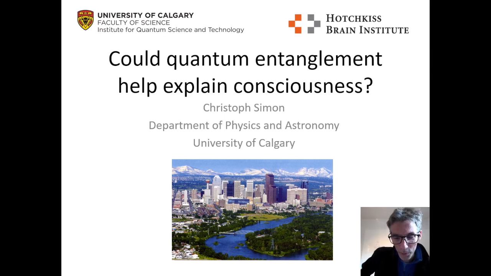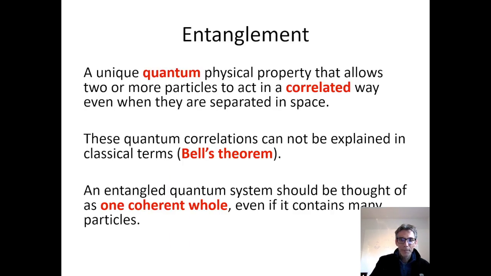Hello, I'm Christoph Simon from the University of Calgary, and I would like to talk about whether quantum entanglement might be able to help explain consciousness. Entanglement is a unique quantum physical property that allows two or more particles to act in a correlated way even when they are separated in space. Bell's theorem states that these quantum correlations cannot be explained in classical terms in any way. And an entangled quantum system should be thought of as one coherent whole, even when it contains many particles.